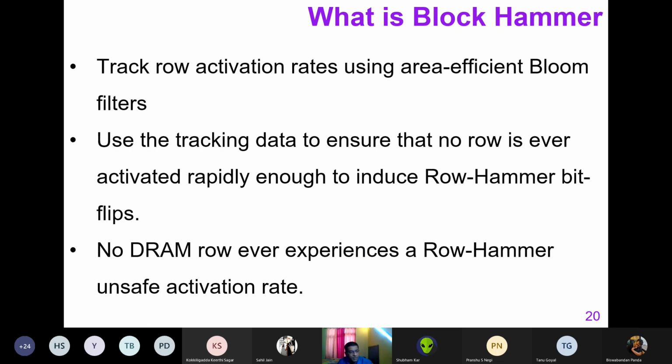But it has a penalty, because there may be some benign application which might need more activations, but it is slowed down because there is a mechanism to slow down the activation of highly activated rows. So that benign application also suffers a performance penalty.